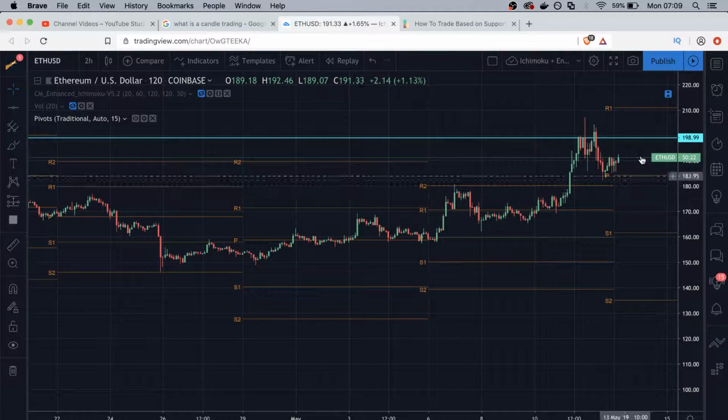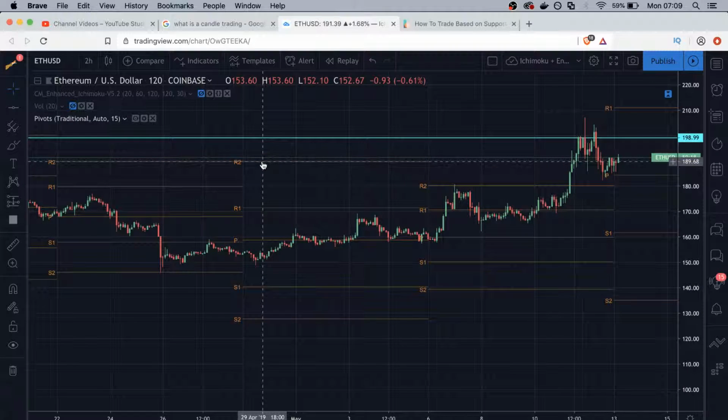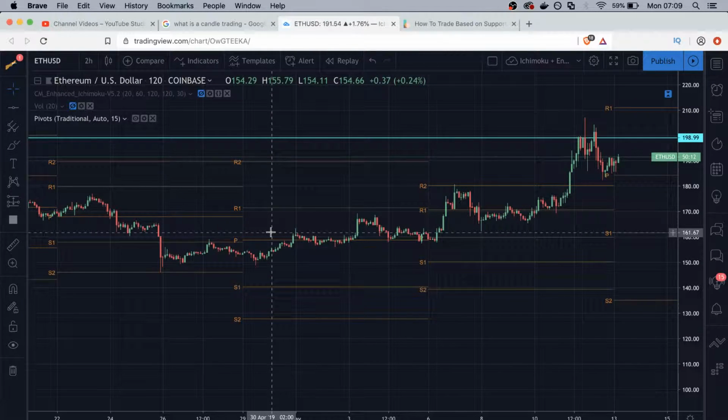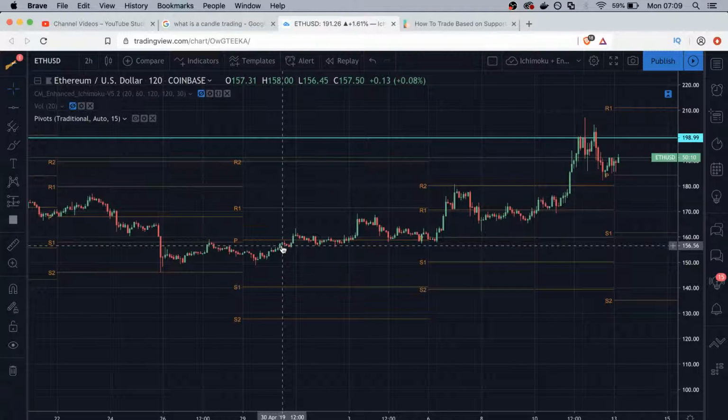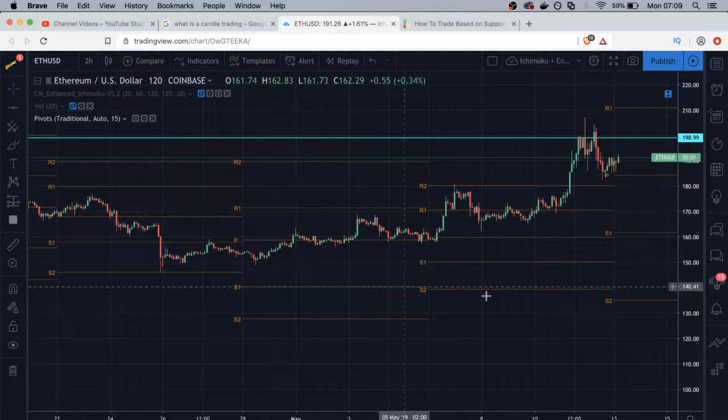Now I wouldn't use these pivot points as a main indicator on when to buy or when to sell, but it's nice to have an overview of where the price can bounce off. Either the price can bounce back up, or there might be a possible reversal.